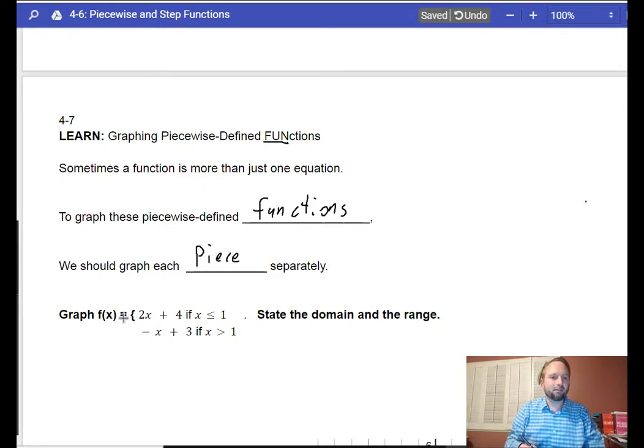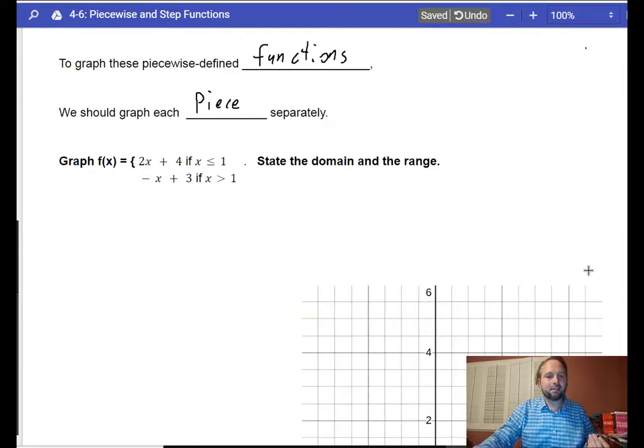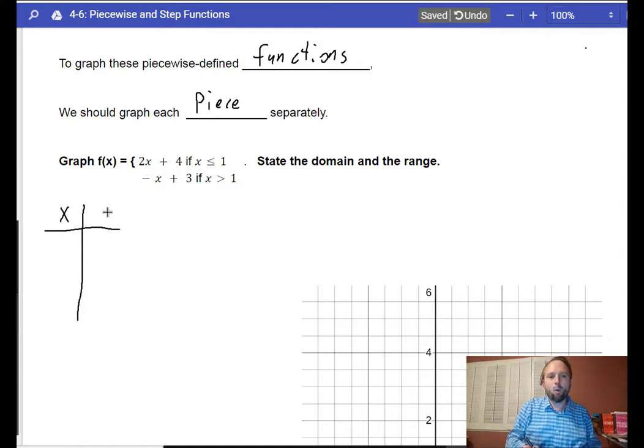That means, for example, we want to graph this equation: f of x equals 2x plus 4 when x is less than or equal to 1, and f of x equals negative x plus 3 when x is greater than 1. Well, we would just need to make our x, y table, and then we just plug in some information, like, let's plug in negative 3. 2 times negative 3 is negative 6. Negative 6 plus 4 is negative 2.